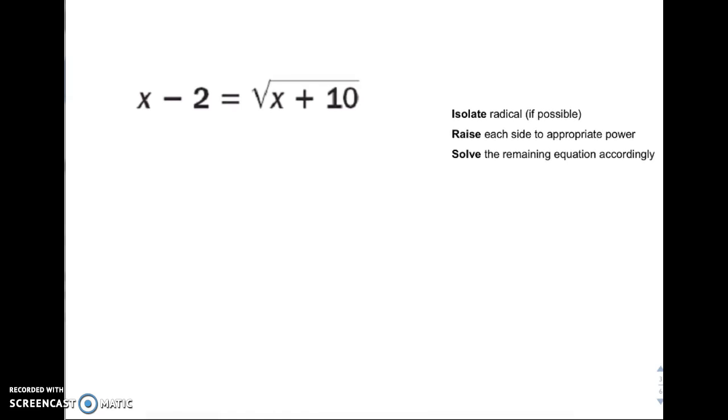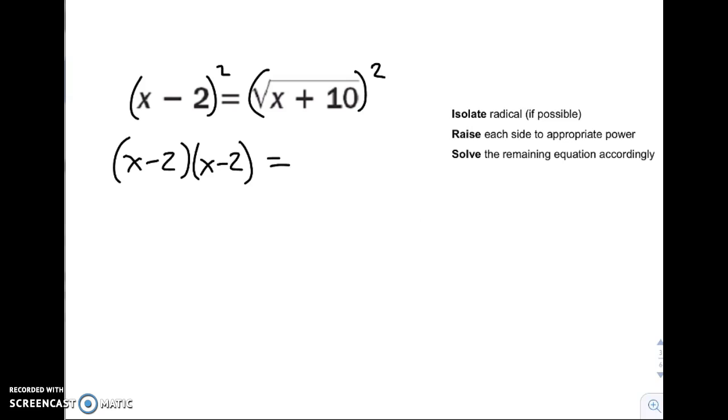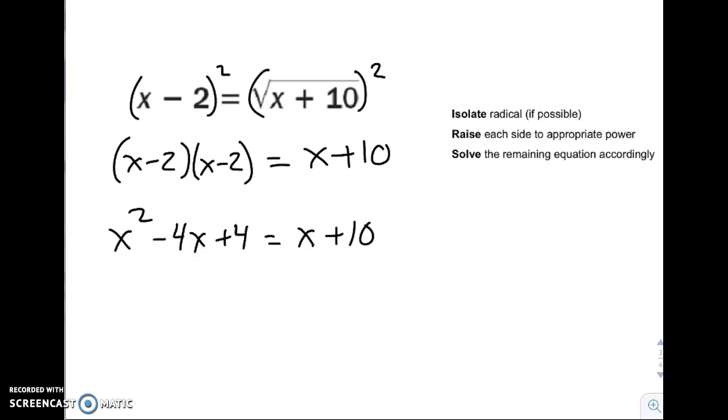All right, let's do it again. Isolate, done. The square root is by itself. Raise each side to the appropriate power. When I say side, I mean the entire side. You don't get to pick and choose what you want to square. So this becomes x minus 2 times x minus 2. Over on this side, the square and the square root cancel, leaving us with just x plus 10. So we're going to multiply this out. First, x squared. Outside would be negative 2x. Inside would be negative 2x, so that makes a negative 4x. Last is 4. This is equal to x plus 10 on the other side.